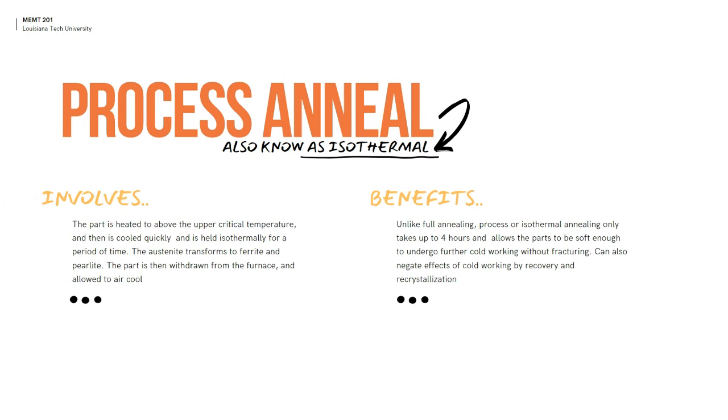Unlike full annealing, process or isothermal annealing only takes up to 4 hours and allows the part to be soft enough to undergo further cold working without fracturing. It can also negate effects of cold working by recovery and recrystallization.